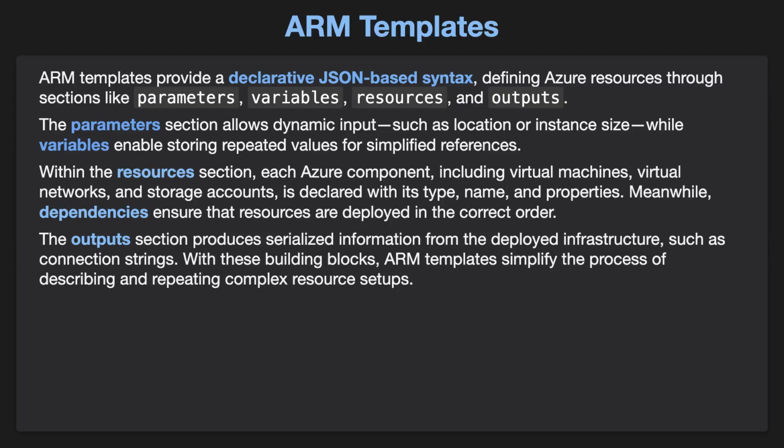ARM templates provide a declarative JSON-based syntax, defining Azure resources through sections like parameters, variables, resources, and outputs. The parameters section allows dynamic input, such as location or instance size, while variables enable storing repeated values for simplified references. Within the resources section, each Azure component, including virtual machines, virtual networks, and storage accounts, is declared with its type, name, and properties. Meanwhile, dependencies ensure that resources are deployed in the correct order.